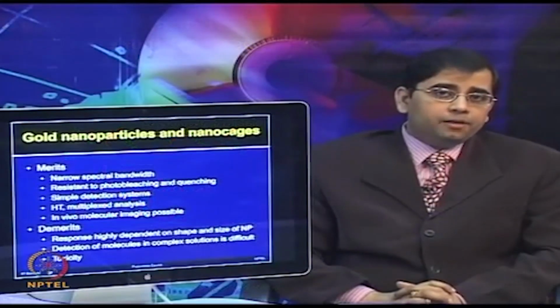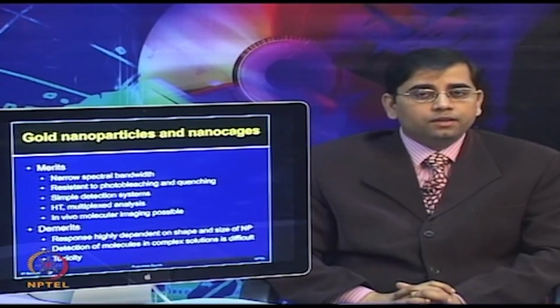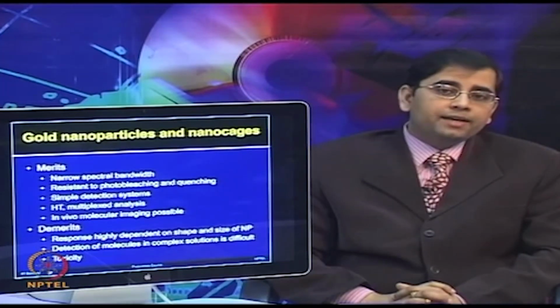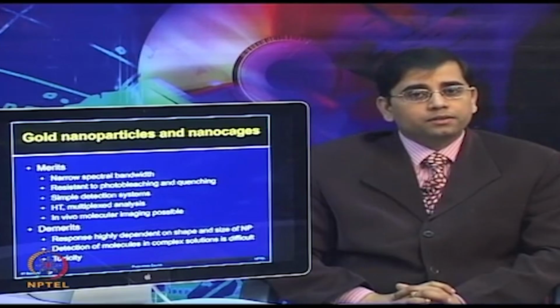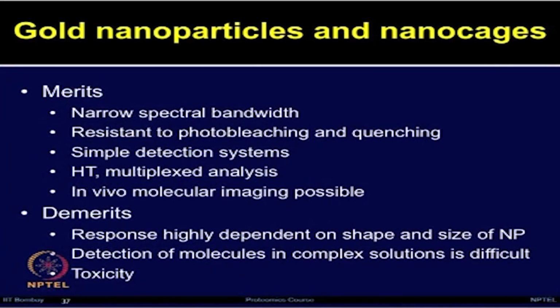There are various merits and demerits of using gold nanoparticles and nano cages. Various merits include its narrow spectral bandwidth, resistance to photo bleaching and quenching, simple detection system, high throughput and multiplexing capability. In vivo molecular imaging is possible by using these nanomaterials. Its demerits include response being highly dependent on shape and size of nanoparticles, detection of molecules in complex solutions is still difficult, as well as toxicity associated with these nanoparticles.